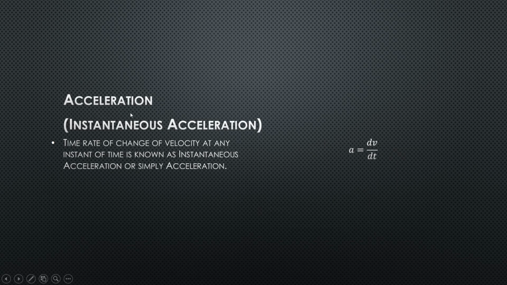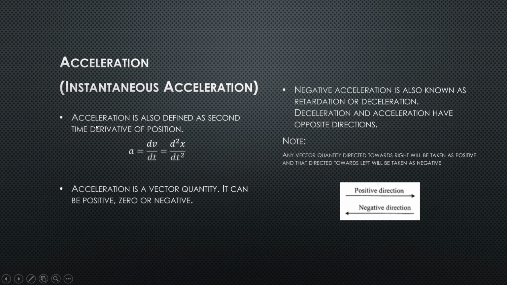So, acceleration or instantaneous acceleration. This is the time rate of change of velocity at any instant of time. It's known as instantaneous acceleration or simply acceleration. So the acceleration is simply the derivative of velocity at any instant of time. Acceleration is also defined as the second time derivative of position, which is the second derivative of position.